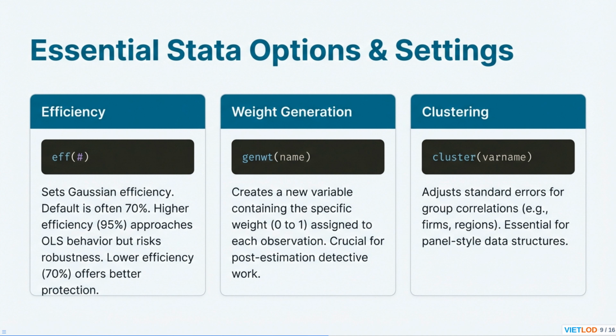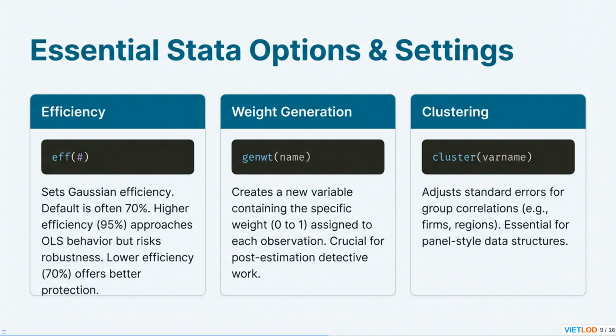Next, the genwt(name) option is vital for weight generation. It creates a new variable containing the specific weight, from 0 to 1, assigned to each observation by the robust algorithm. This allows you to visually inspect and understand which data points were downweighted, providing crucial insights into the estimator's performance. Lastly, the cluster(varname) option handles clustering of standard errors. This is essential for panel-style data or when observations within specific groups, like firms or regions, might be correlated. It ensures that your standard errors are correctly estimated, leading to valid statistical inference.